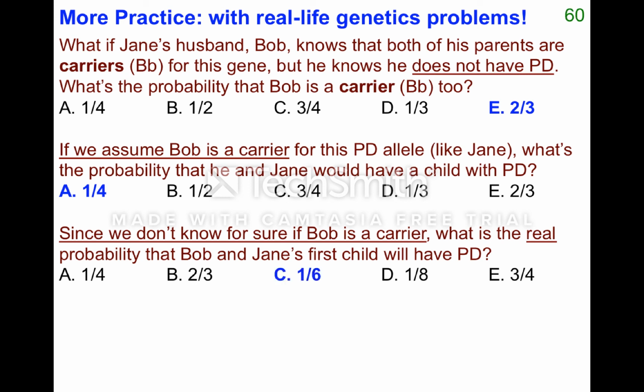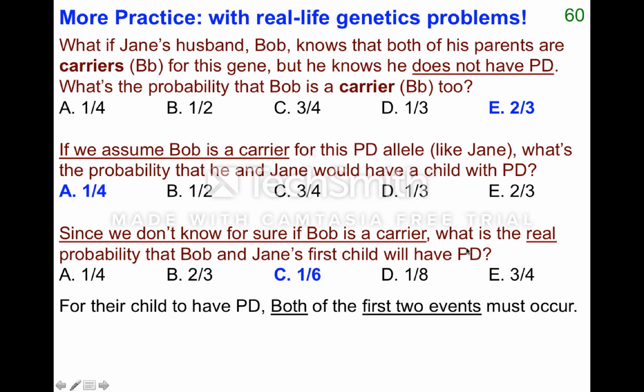Okay, we're back. The answer is 1/6, and I'll explain why. In order for the child to have Parkinson's disease, which is what we're calculating the probability of right now, both of these first 2 events must occur. Number 1, Bob must be a carrier, because it's not a sure thing. And number 2, Bob and Jane must both pass on their bad alleles to the kid.